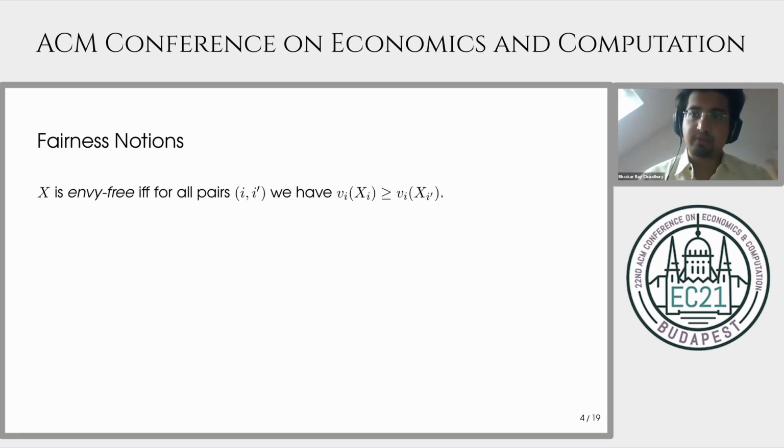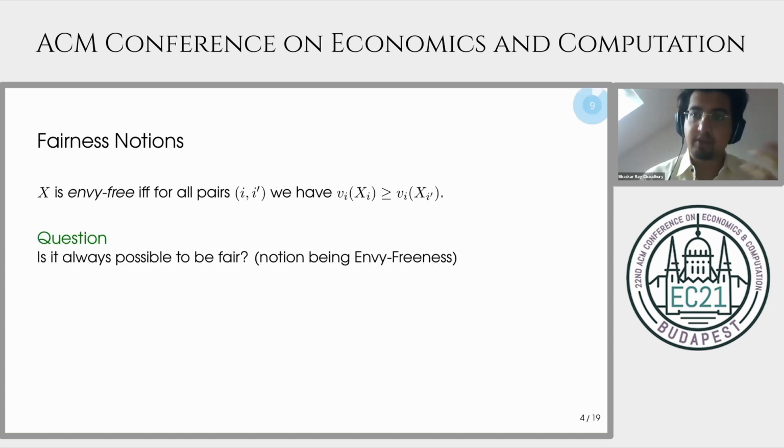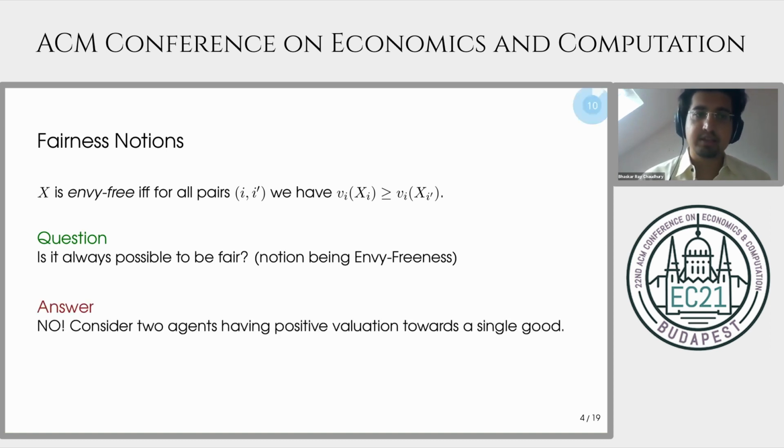Once you define any notion of fairness, the first question we typically ask is: can we always satisfy this notion, no matter how many agents, goods, or what kind of valuation functions we have? Can we find an allocation which is always fair? In this case, the answer is that we cannot. Consider a small instance with two agents having positive valuation towards a single good. In any feasible allocation, this good will be allocated to one of the agents, and the agent who doesn't get the good would end up envying the agent who has it.